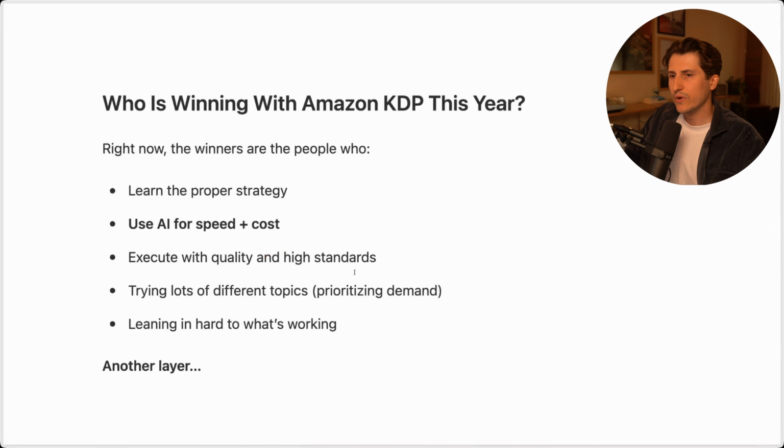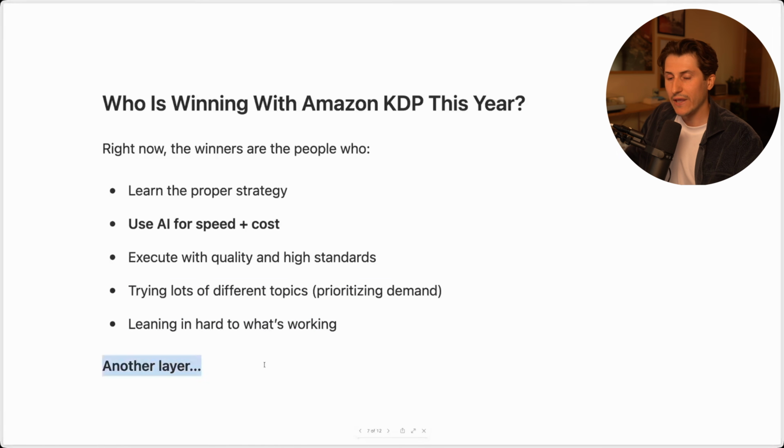The people who are winning with Amazon KDP this year, something I touched on in my last video, so I will just quickly overview it, are the people who are learning the proper strategy, what to do to get those books on the first floor. They're using AI to increase their speed and cut their costs. They're executing with quality and high standards. They're trying lots of different topics, prioritizing demand, and leaning in hard to what's working.